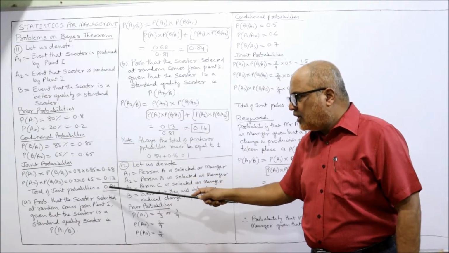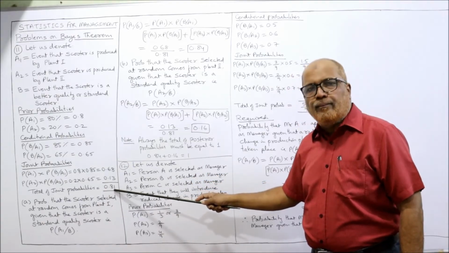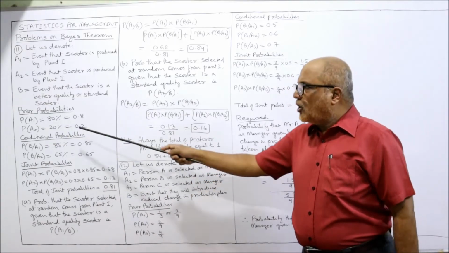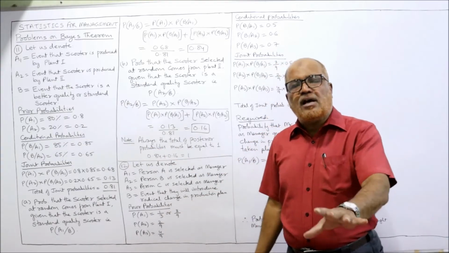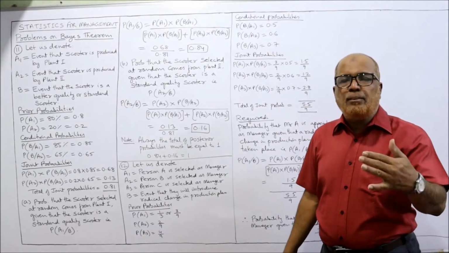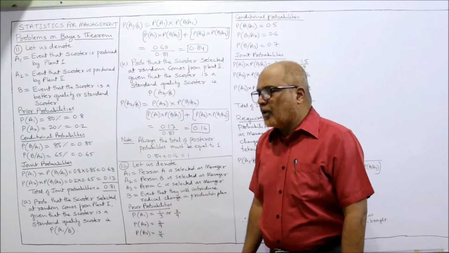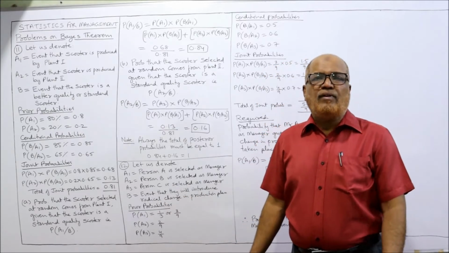The total of the joint probability is 0.81. So, prior probability and conditional probabilities are given in the problem. We have multiplied and we have calculated joint probability. Now we'll attempt one by one.